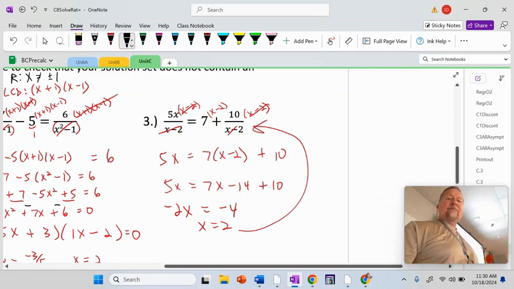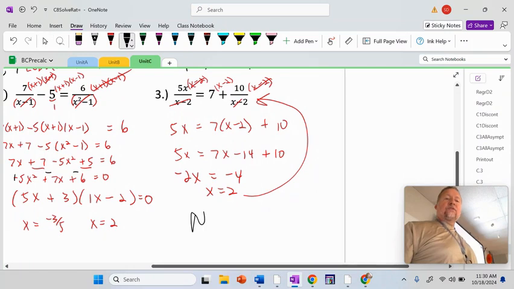I'm so excited I can't even speak. And that's a restricted value. X cannot equal 2. So what does that mean for this question? No solution. That's extraneous. Can everyone say extraneous? That's what the word extraneous means.